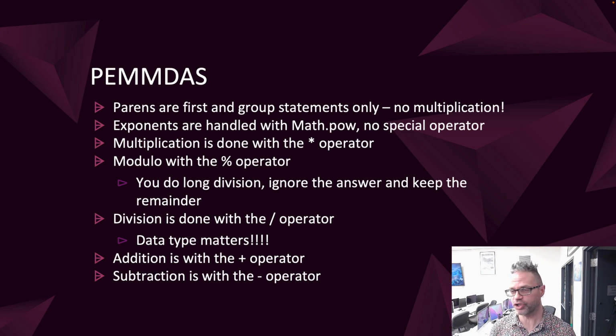You do your long division, you ignore the answer, and all you keep is the remainder. And guess what? It even works on decimal values. I know, it's crazy, but hey, it's all good. Division is done with the divide operator, and the data type matters. So make sure anytime you're doing division, you're specifying if you're doing int division or double division, because it really, really does matter how you handle that. Addition, guess what? We use the plus sign, and subtraction, we use the minus sign. I know, crazy stuff, but we're good to go.